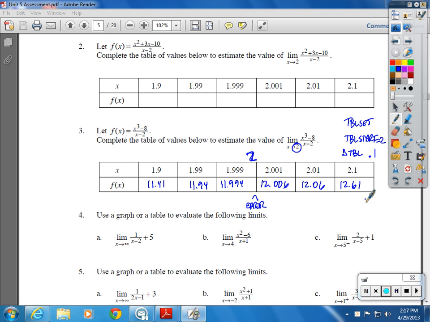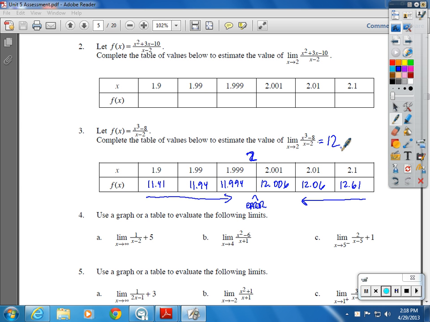Fill in the table. I can see that coming from the right, coming from the positive direction, I'm obviously getting closer to 12. On 12.6, 12.06, 12.006. Okay? Coming from the left, 11.41, 11.94, 11.994. I'm also approaching 12. So the best assessment here of the limit of that function, f of x, as x approaches 2, would be 12. Okay? And that could be a different answer every time.